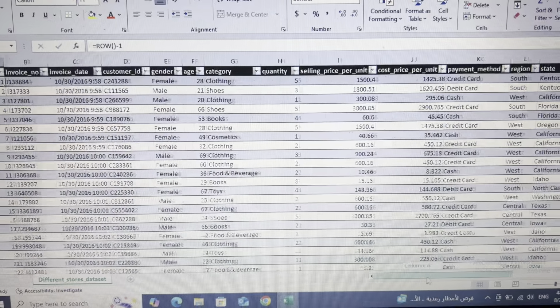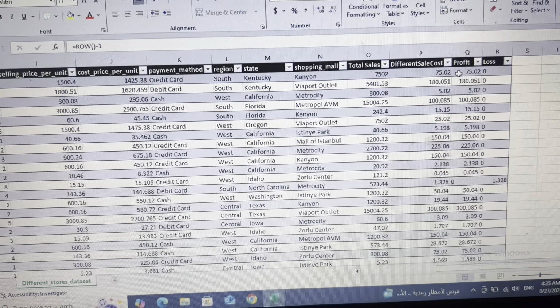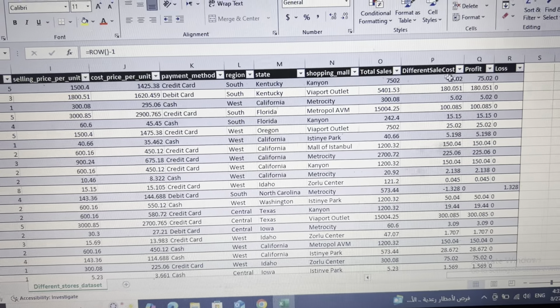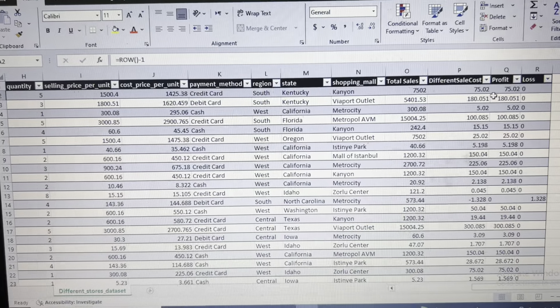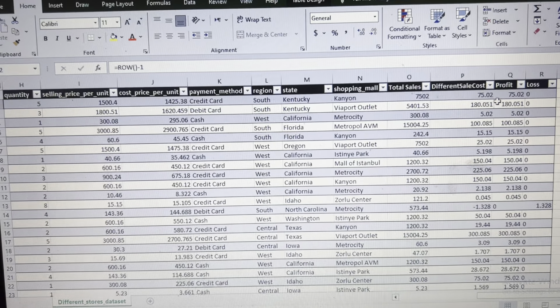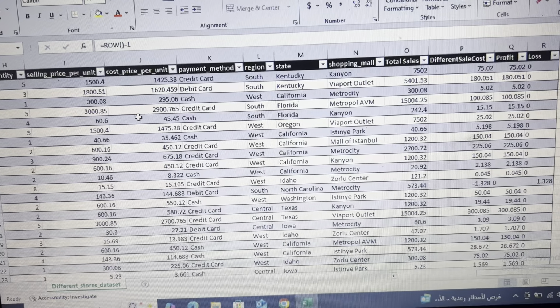Now I added 3 more columns: different sale cost, profit and loss. Firstly, the different sale cost. What is the different sale cost? Different sale cost is the difference between the selling price per unit and the cost price per unit.